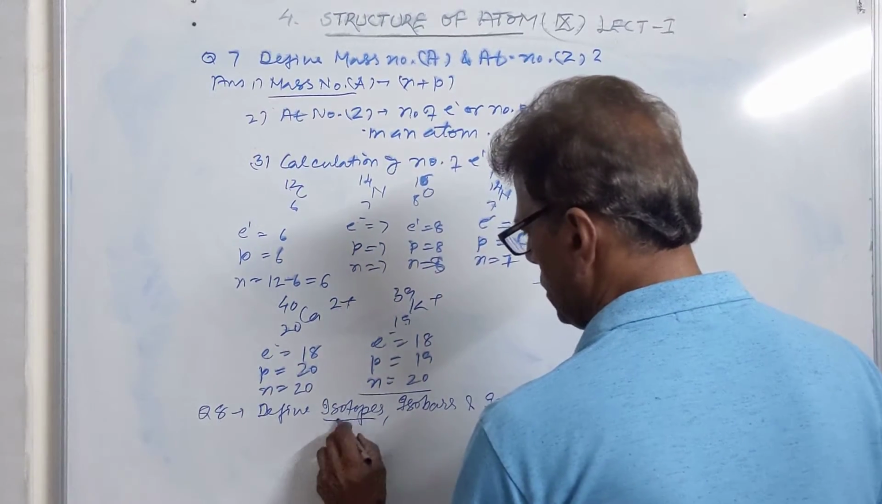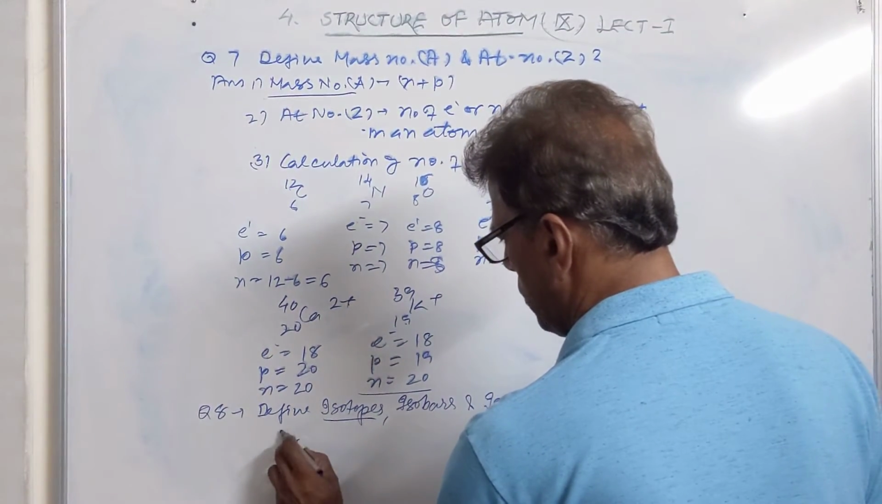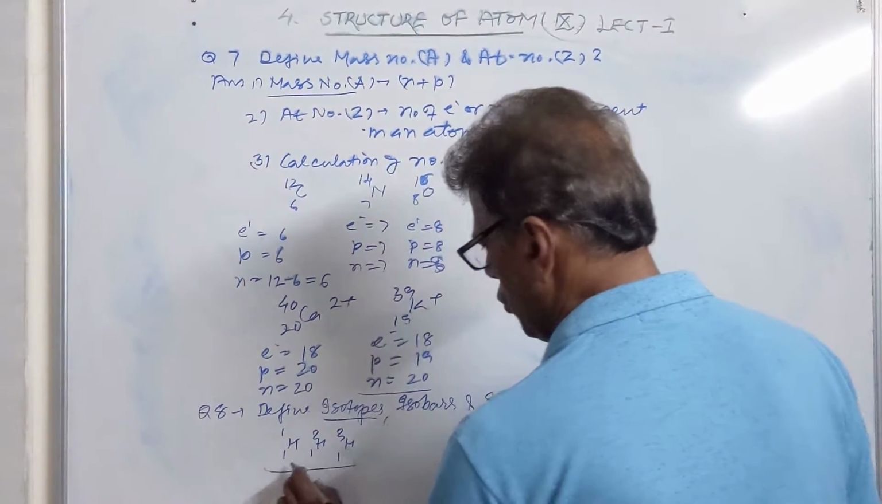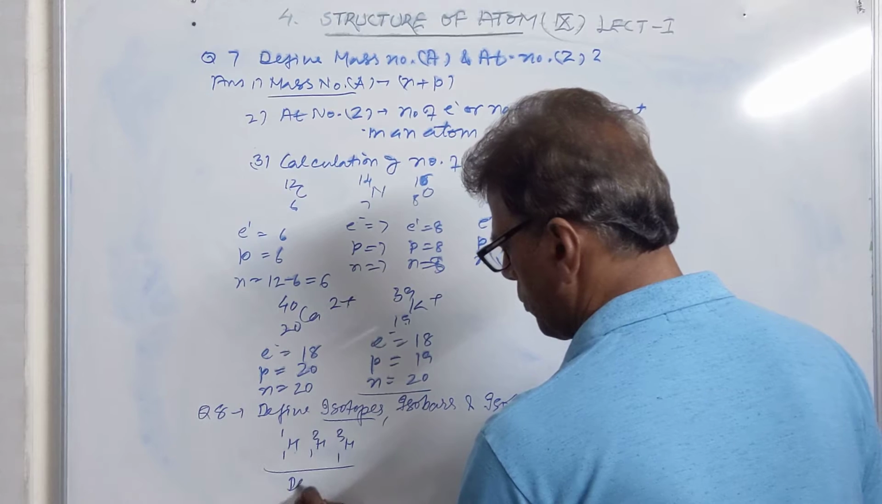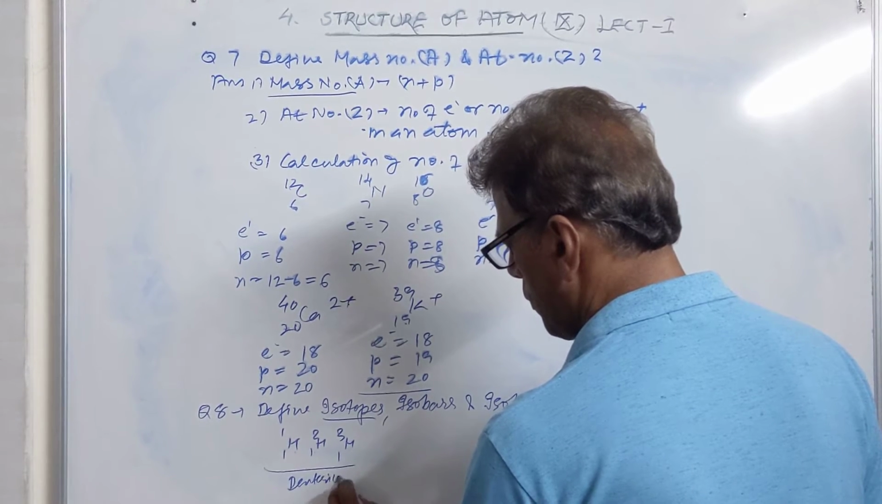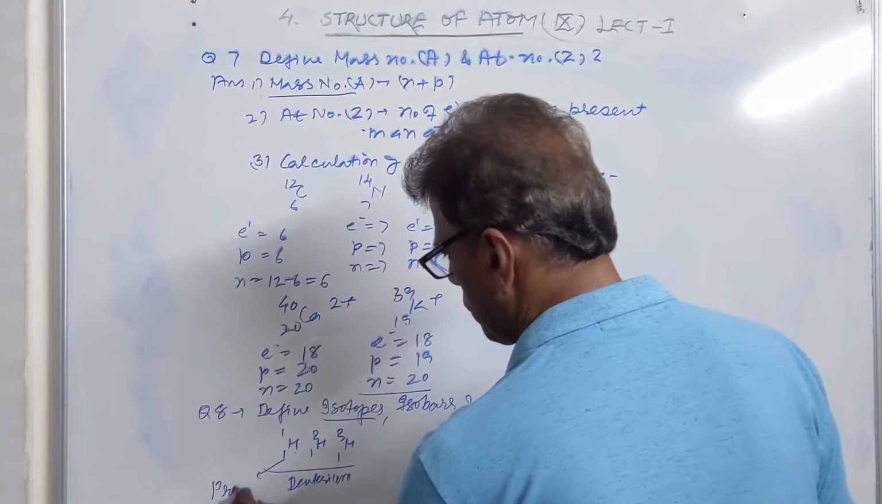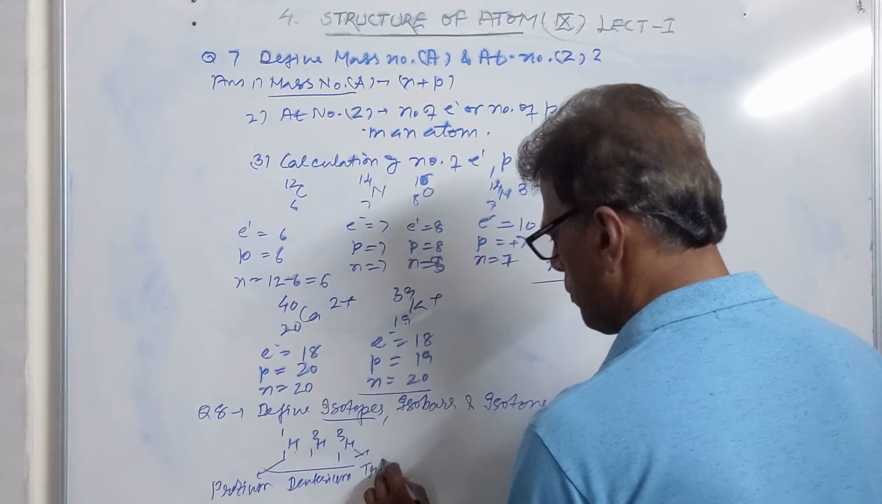Isotopes are the atoms of the same element which have the same atomic number but different mass numbers. Hydrogen has 3 isotopes. This is protium, 1H1. 1H2 is deuterium. Then we have tritium.